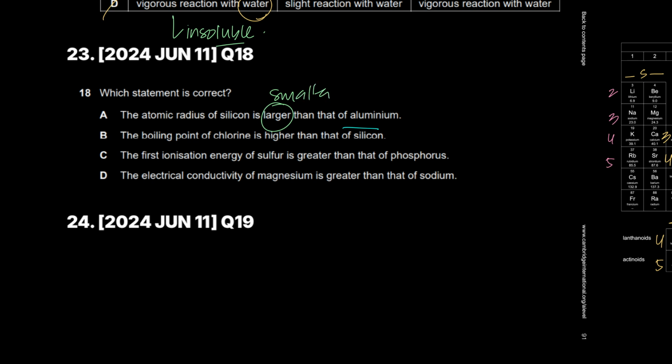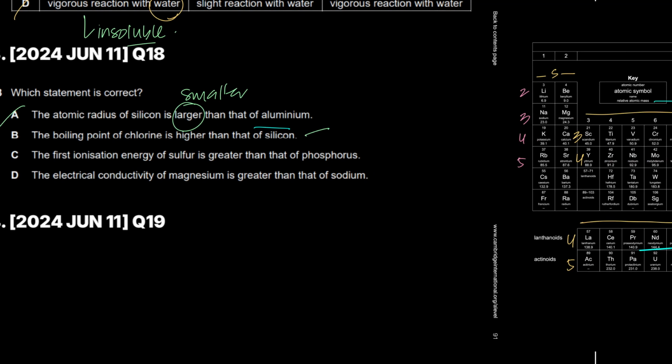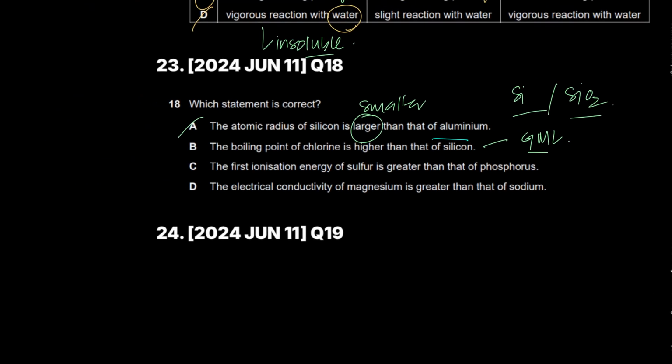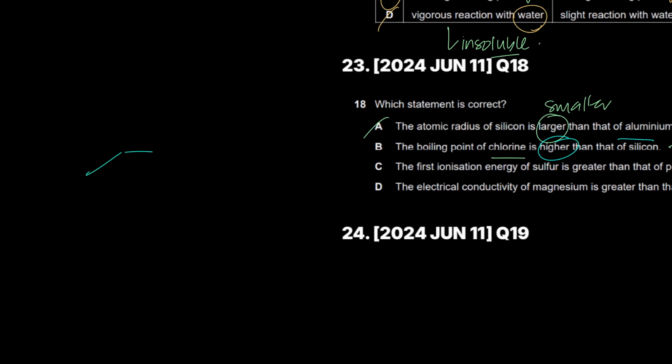So this is an incorrect statement, sir. The boiling point of chlorine is higher than that of silicon. Now silicon is a giant molecular lattice, or a giant molecular structure. Silicon and silicon 4 oxide, both are giant molecular, please. So chlorine absolutely is a simple molecular structure. It does not have a higher melting point than silicon. It would have ruined the entire graph for melting points that you've seen up until now, right?